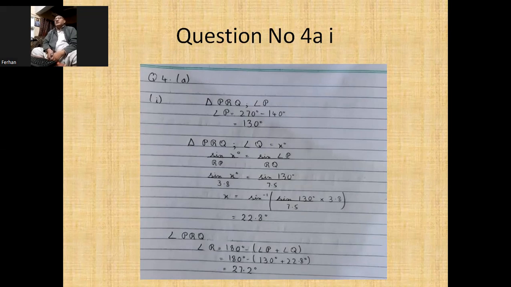So X will be equal to the sine inverse of sine 130 multiplied by 3.8 divided by 7.5, and that will give you 22.8. So once you know both those angles, one is 130, the other one is 22.8. So from 180, subtract these two angles, then you will get your required angle PRQ. So the angle R will be 180 minus the angle P and the angle Q. So 27.2 will be the answer.